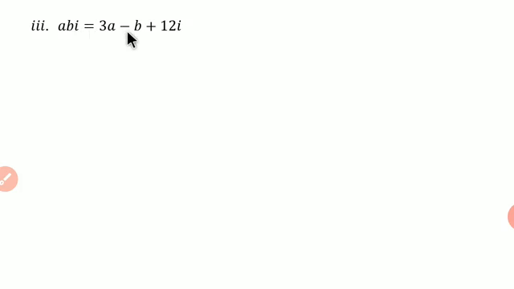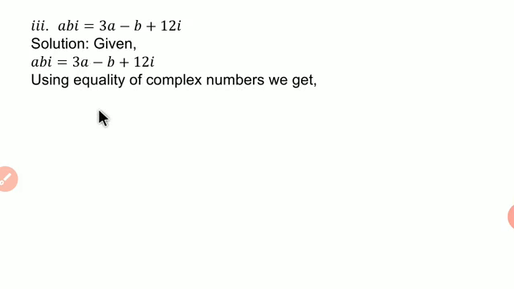ABI is equal to 3A minus B plus 12I. So given a plus bi is equal to 3a minus b plus 12i. Again here both the complex numbers are equal, so using the equality of complex numbers, in LHS the real part is 0, so comparing the real part we get 3a minus b is equal to 0, that is b is equal to 3a. We call this relation number 1.